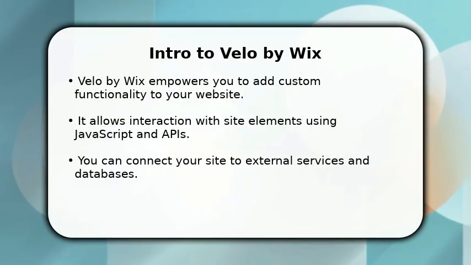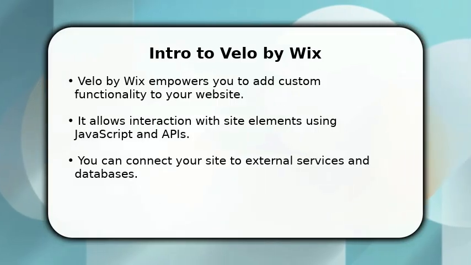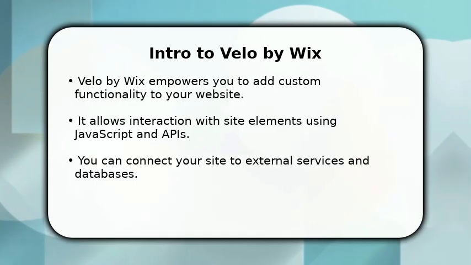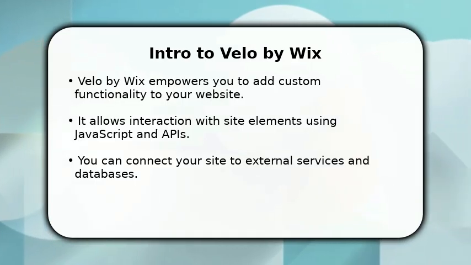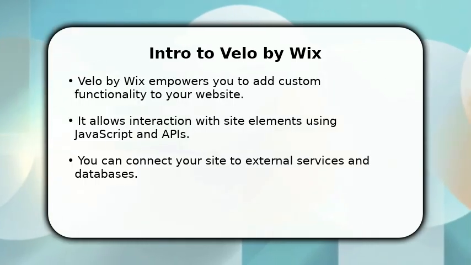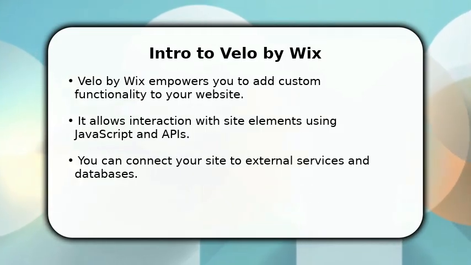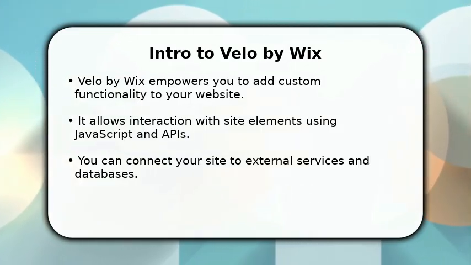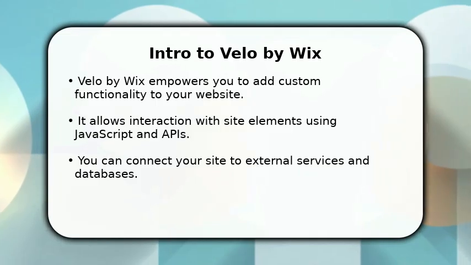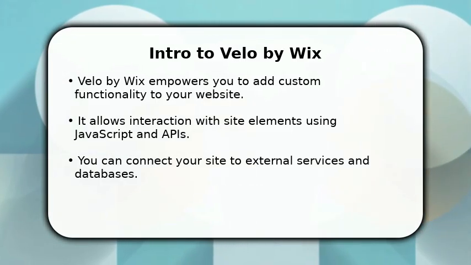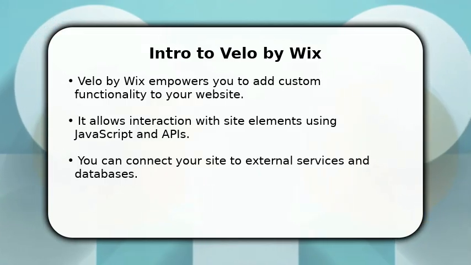In this video, I will explain how to use Velo by Wix. Velo is a powerful development platform that lets you extend the functionality of your Wix website with custom code. It enables you to create dynamic web applications, integrate with third-party services, and build unique user experiences. You can write JavaScript directly in your site's editor, giving you immense flexibility and control over your site's behavior.